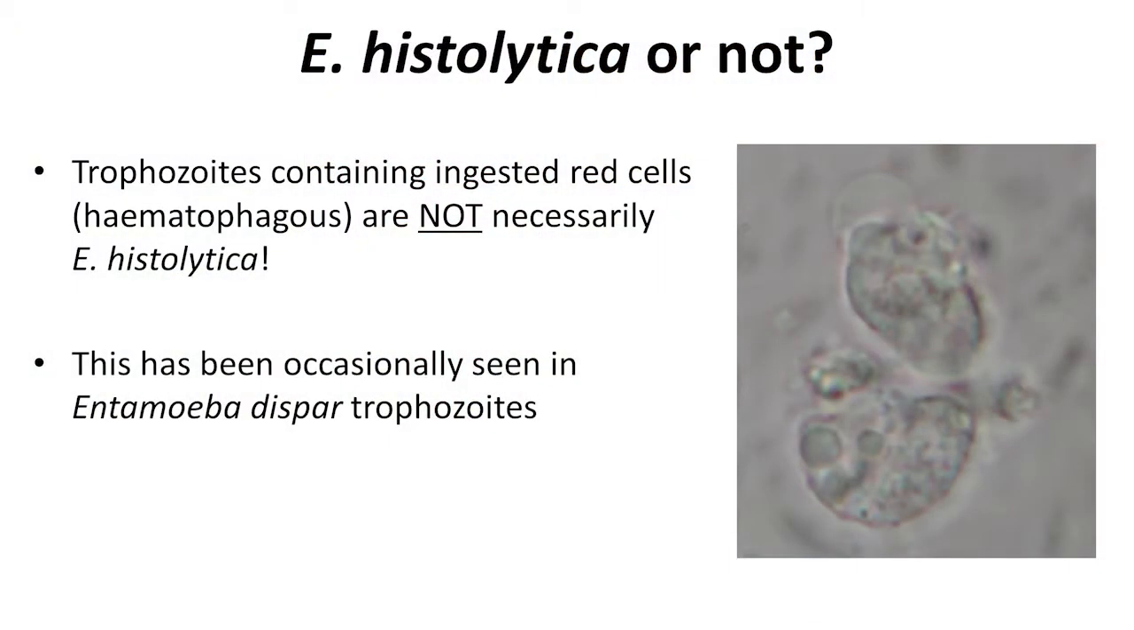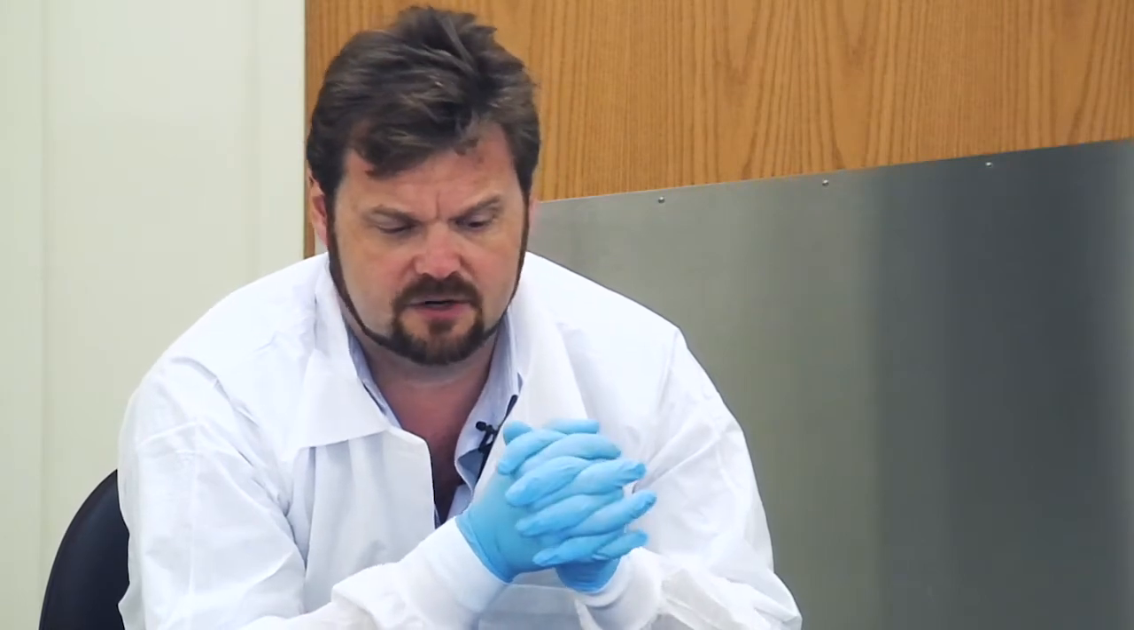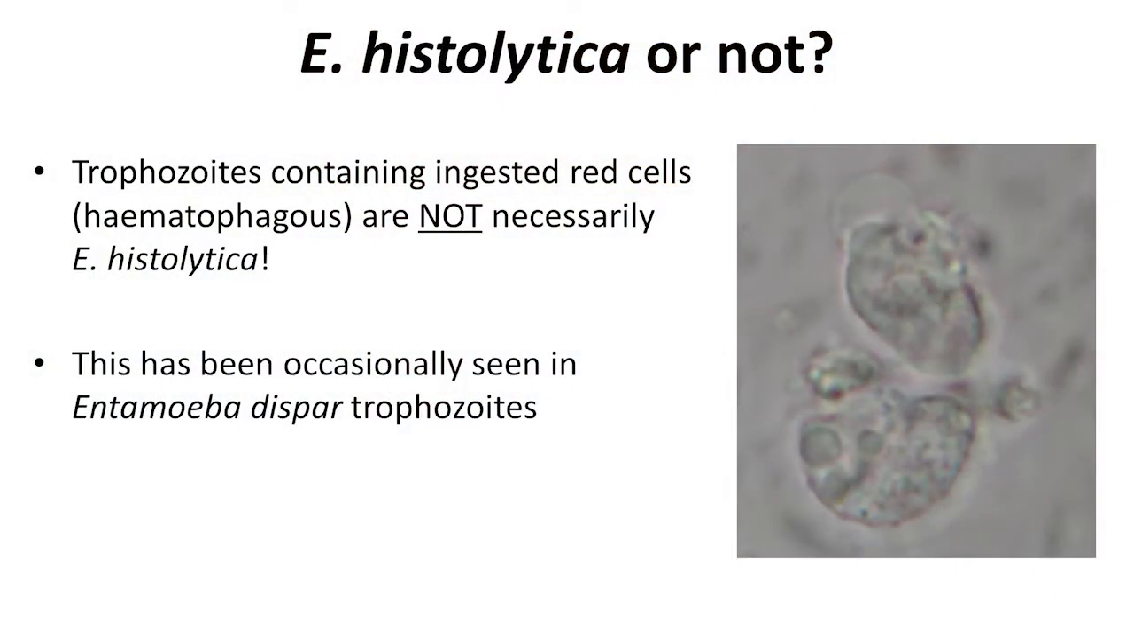Now, when I was at university, I got told that if you saw a trophozoite of an Entamoeba eating red cells, which is known as being a hematophagous trophozoite, it has ingested red cells, such as the ones in this photograph here, then it's Entamoeba histolytica. And I used to go around telling everyone, if you see ingested red cells, you can report it as Entamoeba histolytica sensu stricto, the true species which causes pathogenicity or disease in humans. However, that has since been disproven.